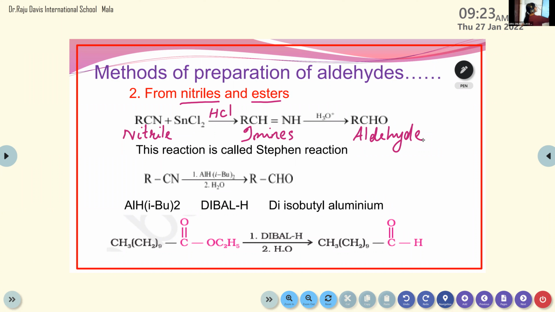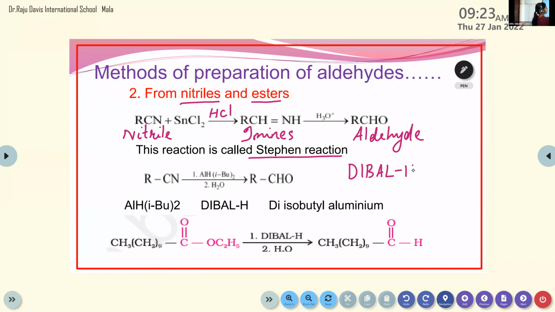And this reaction is called the Stephen reaction. Here we are using the reagents stannous chloride and hydrochloric acid. Instead of stannous chloride and hydrochloric acid, we can use another reagent that is known as DIBAL-H.